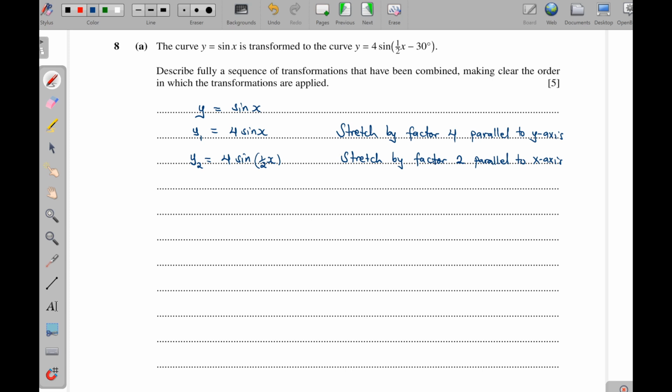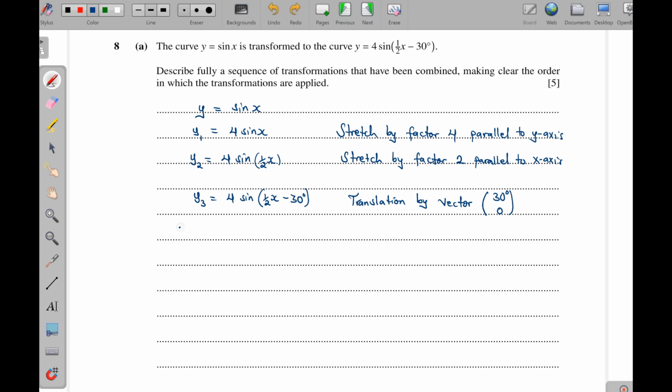And then what else? We go to y = 3, 4 sine of a half of x, then minus 30. So this one will move to the right. This one will now be a translation because there is a subtraction. Okay, so translation by vector (30 degrees, 0). Remember, when this one comes into here, it changes the sign. Okay, so that is that.